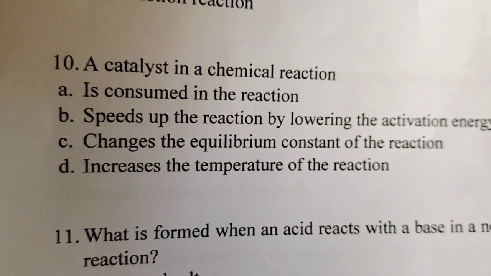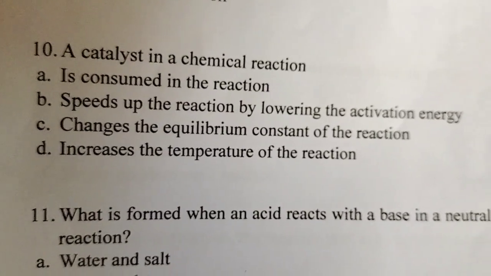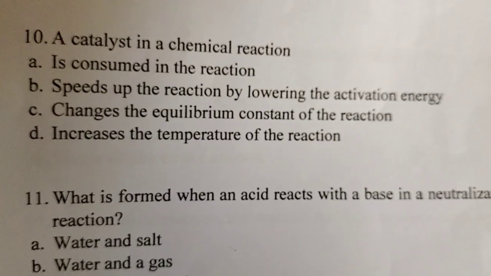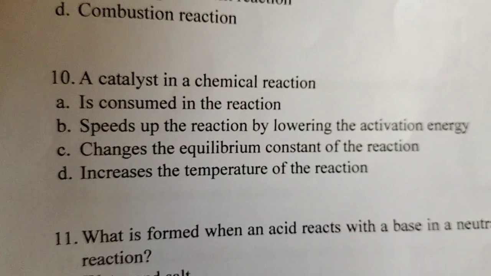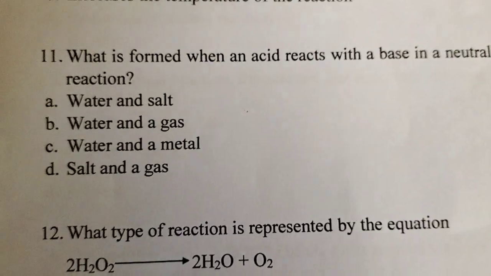Number 10. A catalyst in a chemical reaction: A. is consumed in the reaction. B. speeds up the reaction by lowering the activation energy. C. changes the equilibrium constant of the reaction. D. increases the temperature of the reaction. The answer is option B. Speeds up the reaction by lowering activation energy.